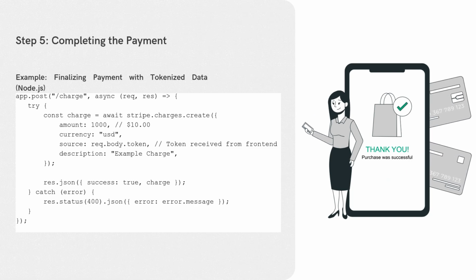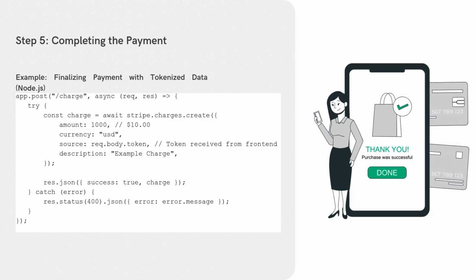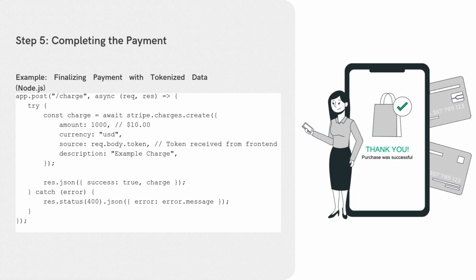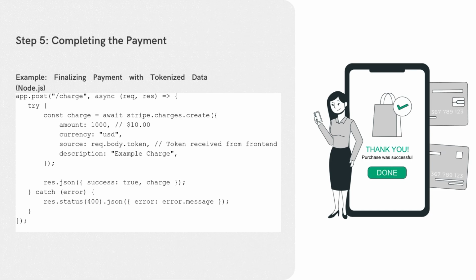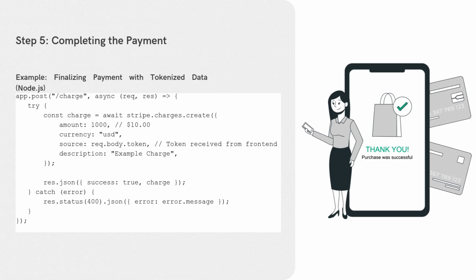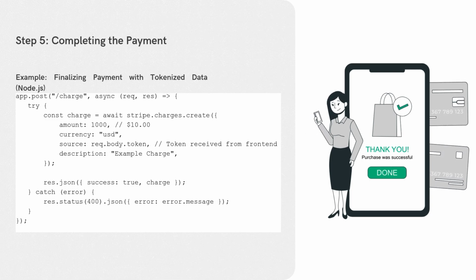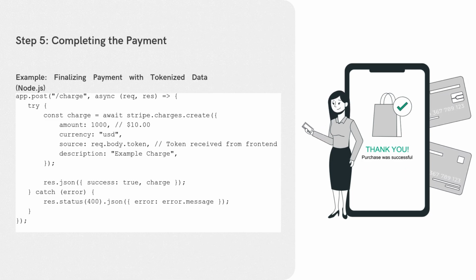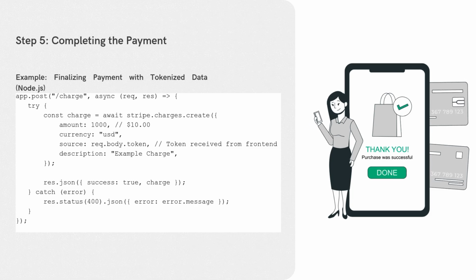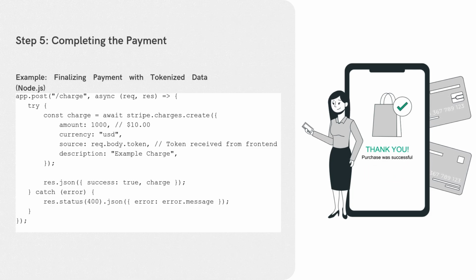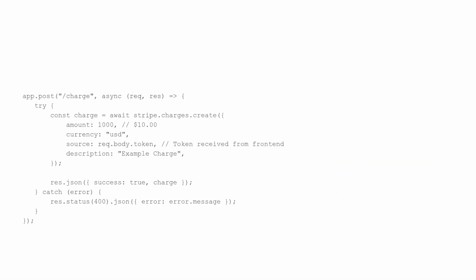The backend receives a token from the front end and uses it to create a charge request. If successful, Stripe processes the payment, deducts the amount from the customer's account, and transfers it to the merchant. The backend responds with a confirmation message, letting the frontend know that the payment was successful.